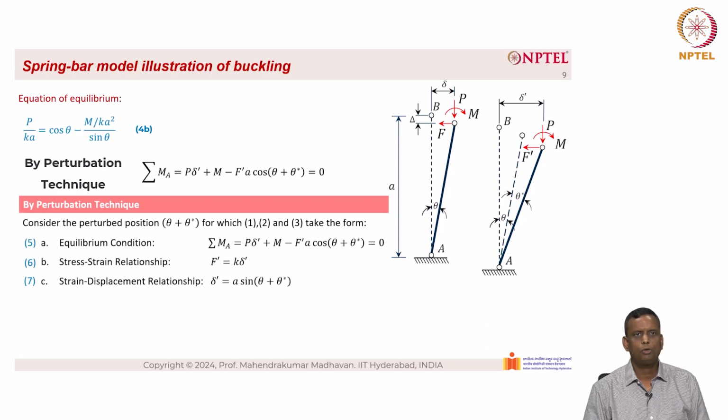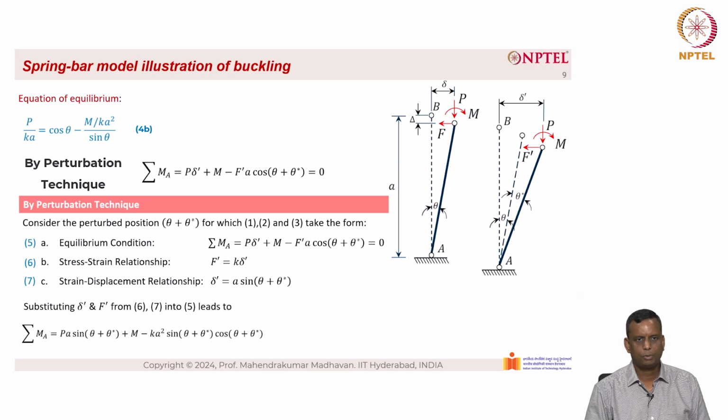Equation 5 is the equilibrium condition, which is sigma Ma equal to P delta dash plus M minus F dash a cos theta plus theta star equal to 0. The 6th equation is the stress strain relationship, F dash equal to K delta dash. Equation 7 is the strain displacement relationship, delta dash equal to a sin theta plus theta star. So, substituting 7 and 6 in equation 5 leads to the following equation.